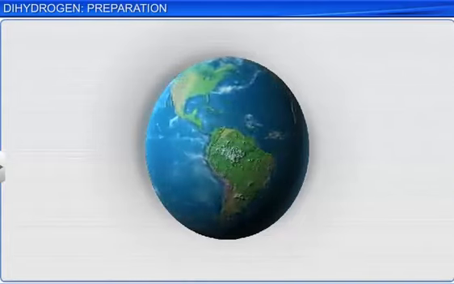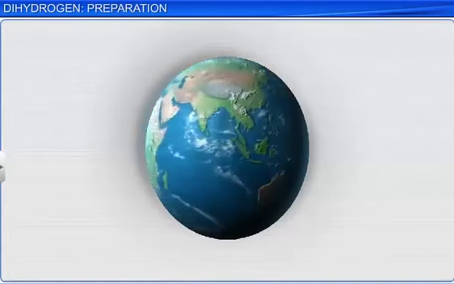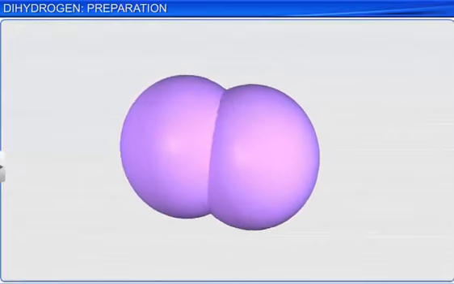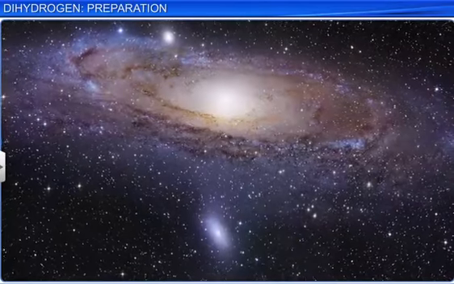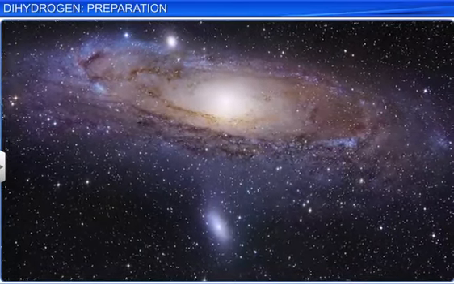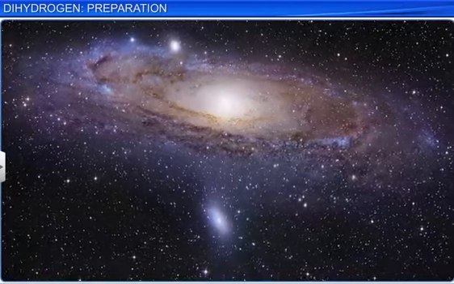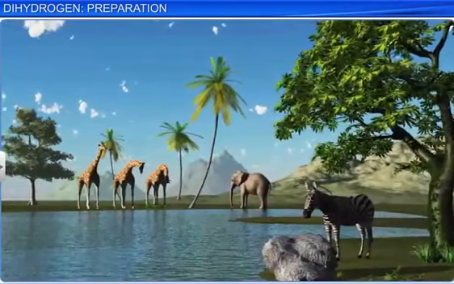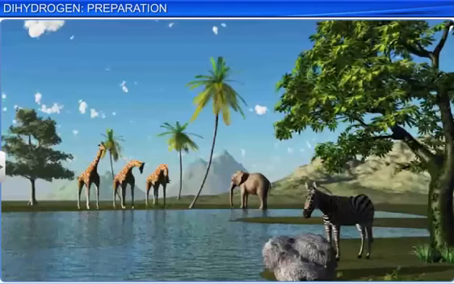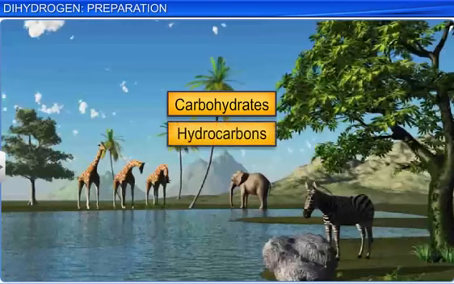On the Earth, hydrogen only exists as a diatomic molecule called dihydrogen or in a combined form. This most abundant element accounts for approximately 70% of the mass of the universe. In its combined form, besides water, hydrogen occurs in plant and animal tissues as carbohydrates and many other compounds like hydrocarbons.